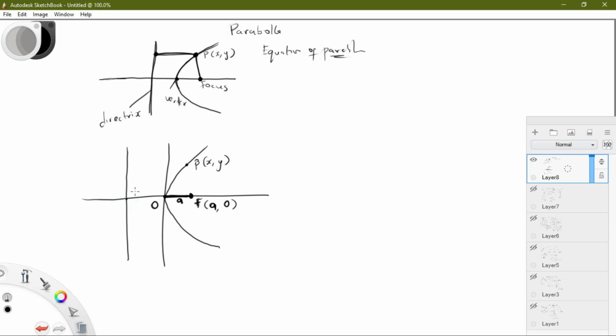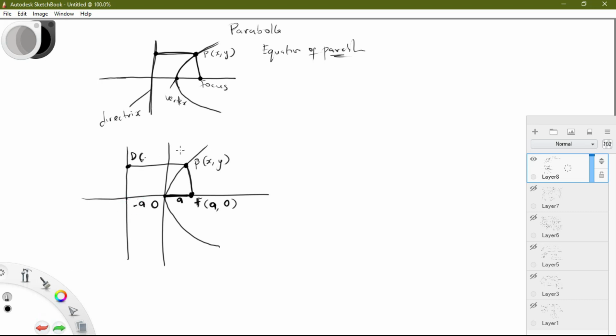Okay, now this is the directrix. For the fact that the distance between any point on the parabola and the focus is the same as the distance between that point and the directrix, let's name this point D. Since the distance between these two points is the same, this place also should be A, but on the negative side, right? Now at D, the x coordinate is minus A, and the y coordinate is the same as the y coordinate of P, that's y, right?